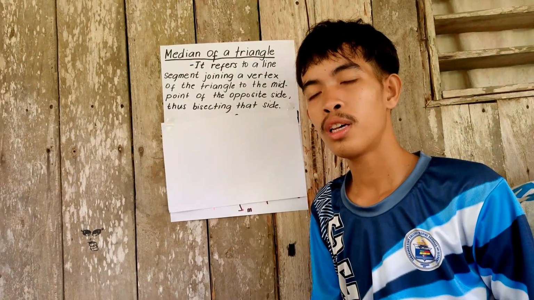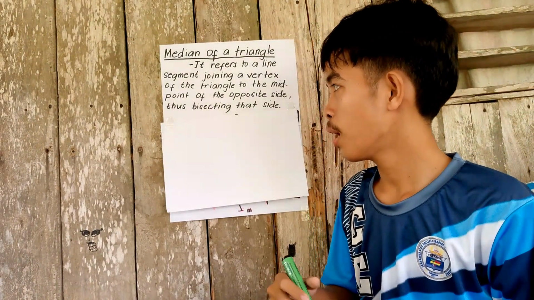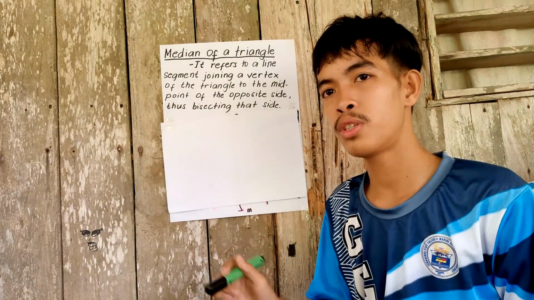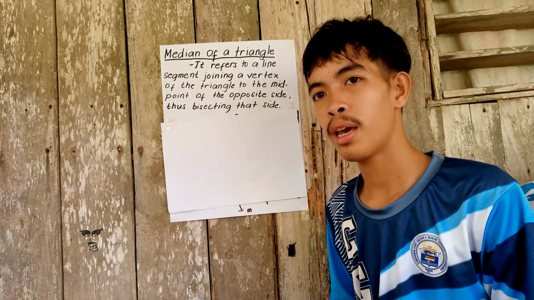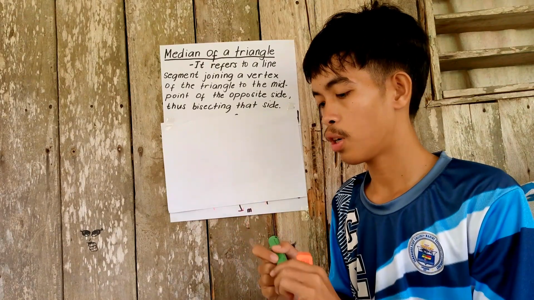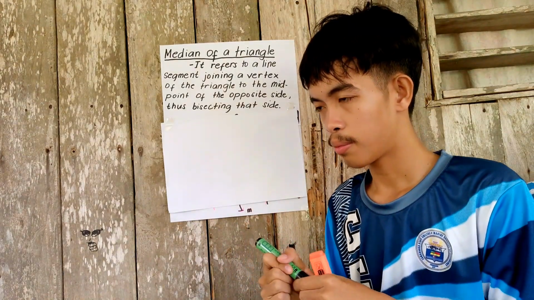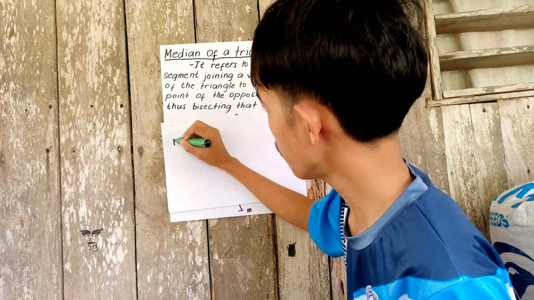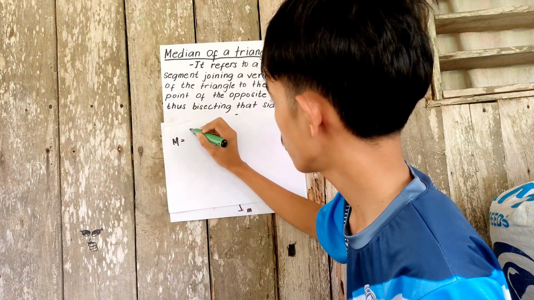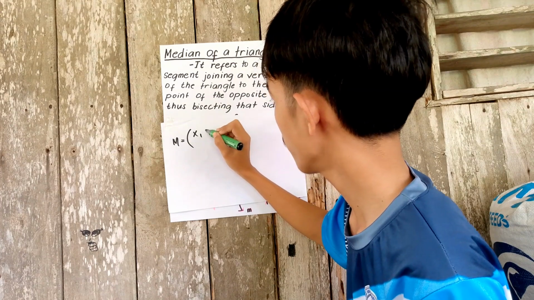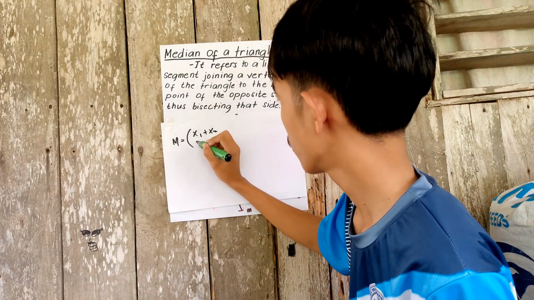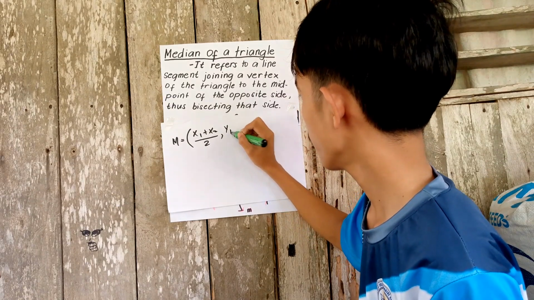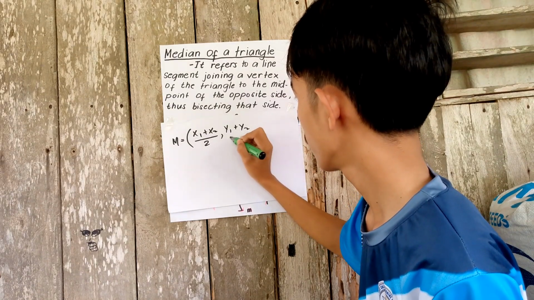Okay, so let us now proceed to the formulas to solve for the length of the median and the midpoint of the opposite side. So, the midpoint formula is equal to x1 plus x2 over 2, y1 plus y2 over 2.